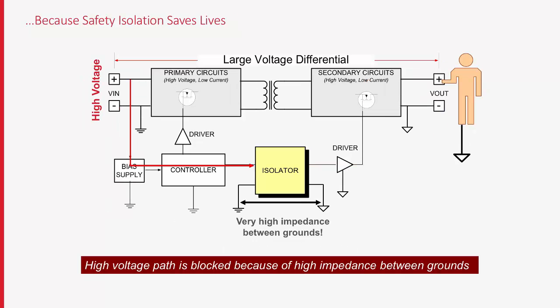So how do we protect the user against such an event? Well, an isolator is inserted into the control path to isolate the input and the output circuits, yet still transmit the necessary control information between the circuits to ensure that the output regulates as designed. With the isolator in place, a damaged short circuit control circuit is blocked from the end user.